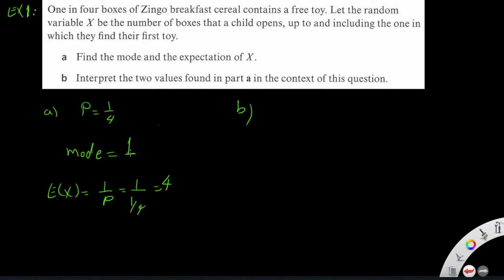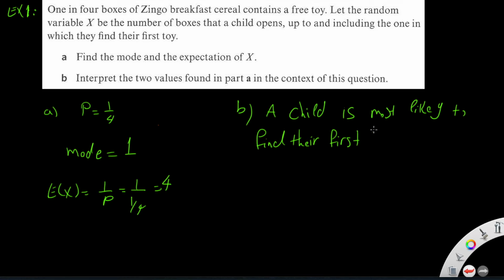Now, mode is 1. It means that a child is most likely to find their first toy in the first box, because mode is 1, the first box. And this expectation is 4. It means that on average any child needs to open 4 boxes to obtain their first toy.